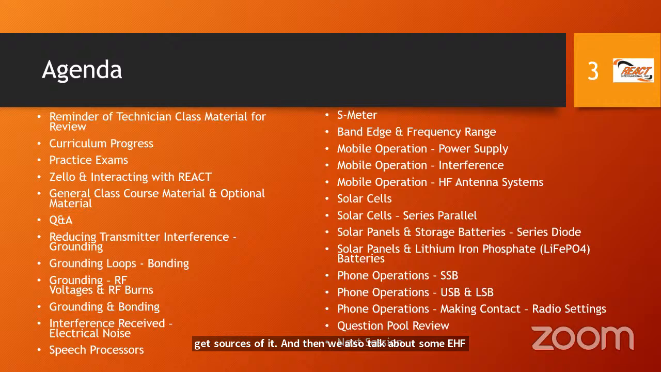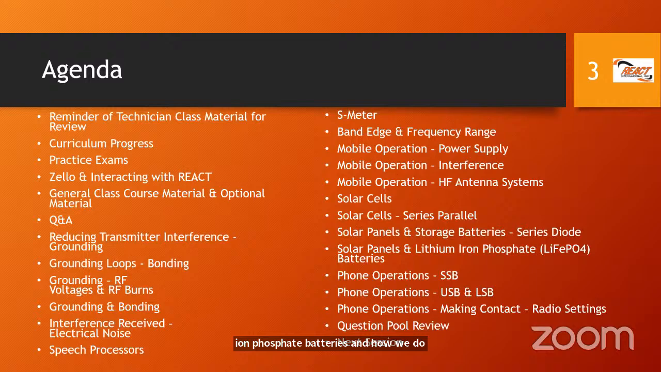Then we'll go to solar cells, and then we will speak specifically of how solar cells are connected in series parallel. We will also talk about connecting solar panels to batteries and the use of the series diode. And then we'll also discuss connecting solar panels to lithium iron phosphate batteries and how we do that.